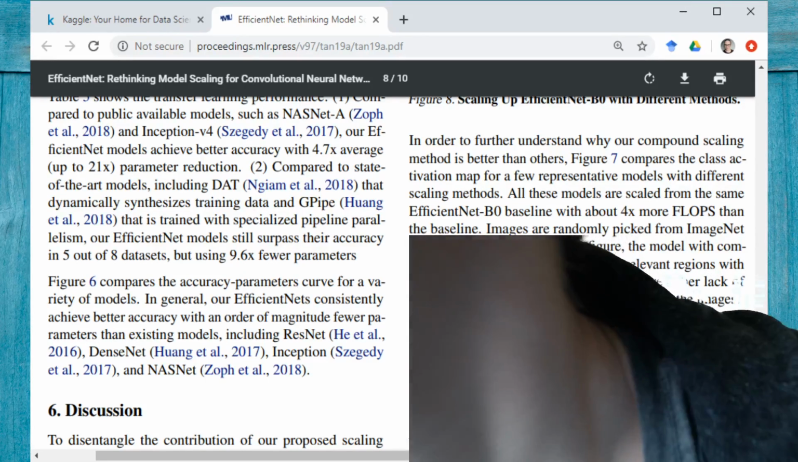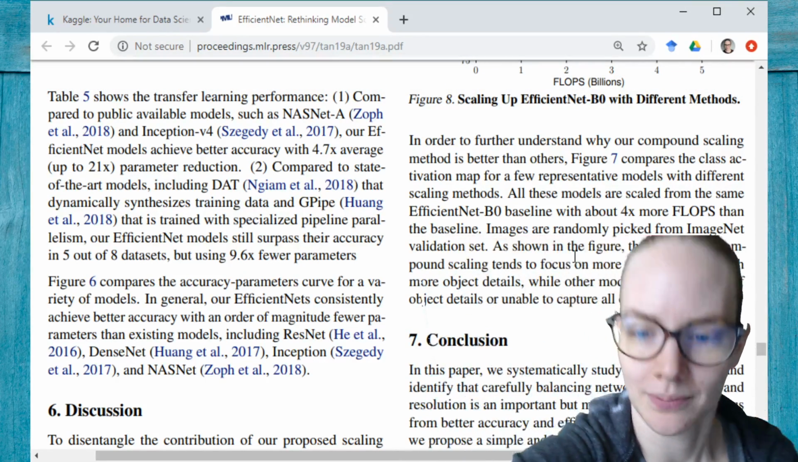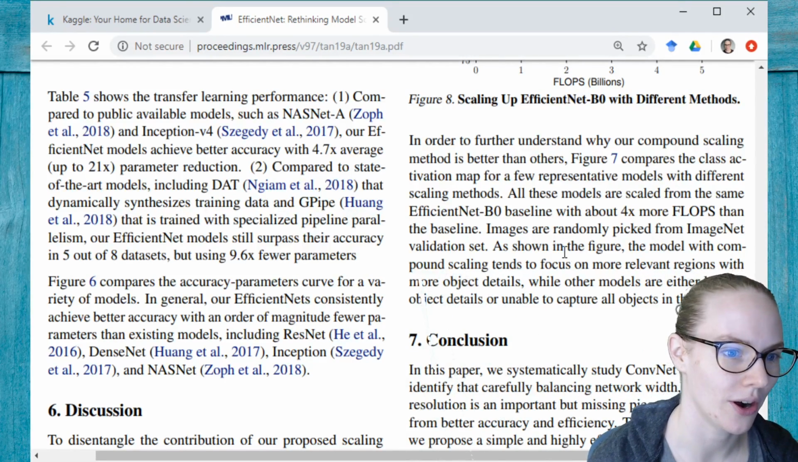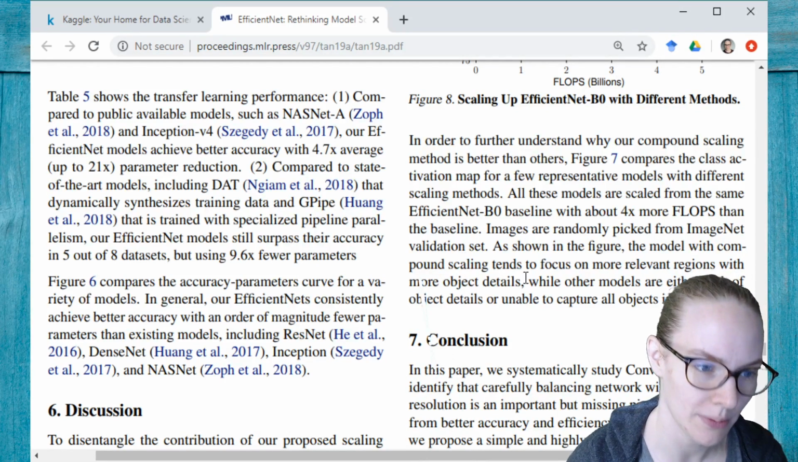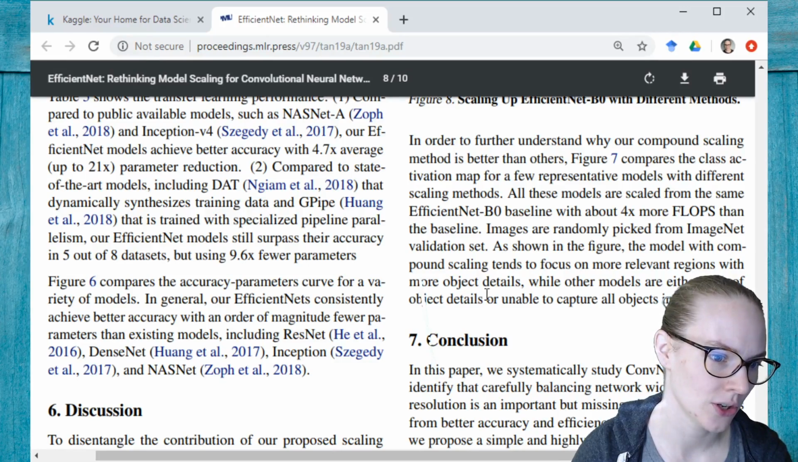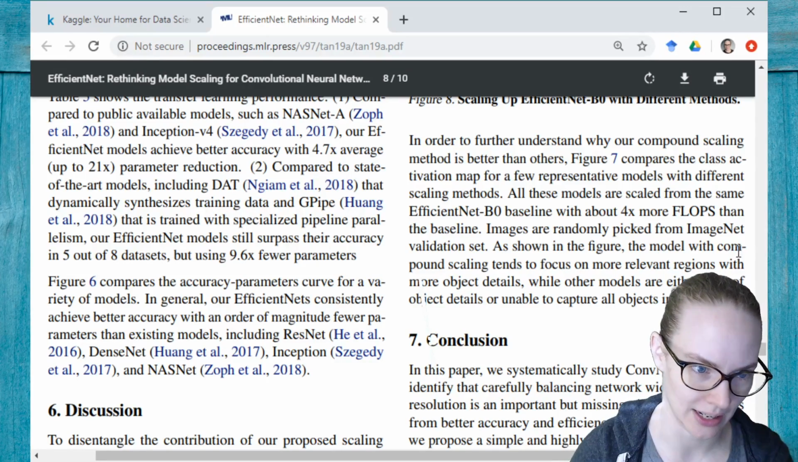Nope. None of that. Shoot. Tends to focus more on relevant regions with more object details, while other models are either lack of image details or unable to capture all objects in the image.